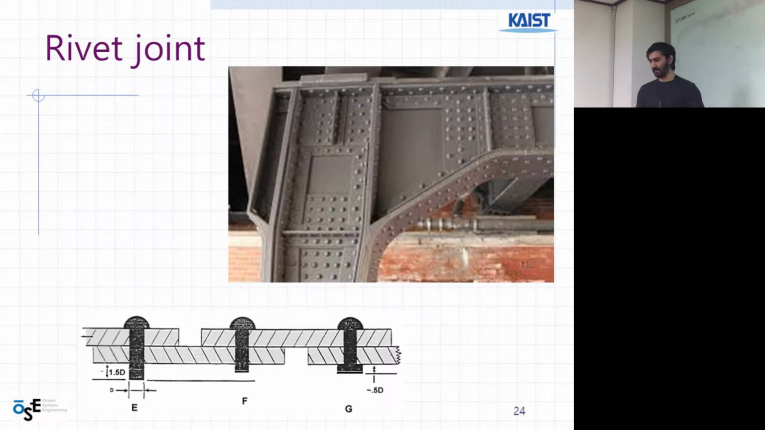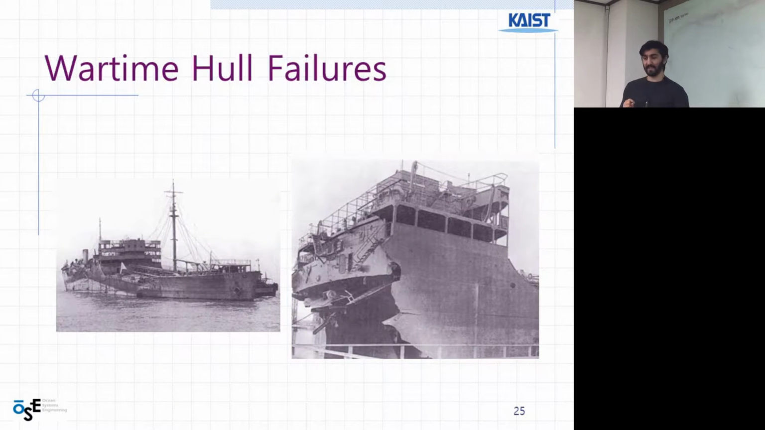Hull failures. The picture illustrates wartime hull failure. What is hull failure? It is failure in the main body of the vessel, which is supposed to protect the whole vessel from water ingress or structural damage. A failure in the vessel's hull can lead to more significant damage. This is the reason why immediate action should be taken when there is hull failure.